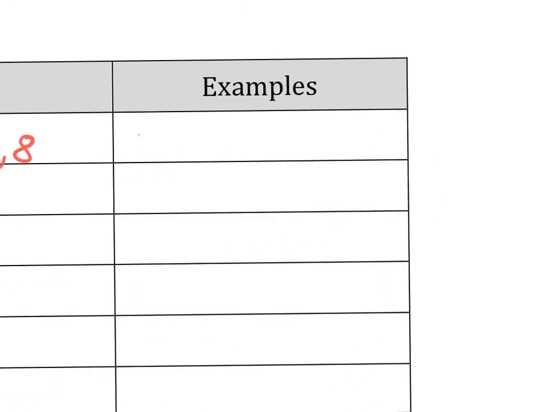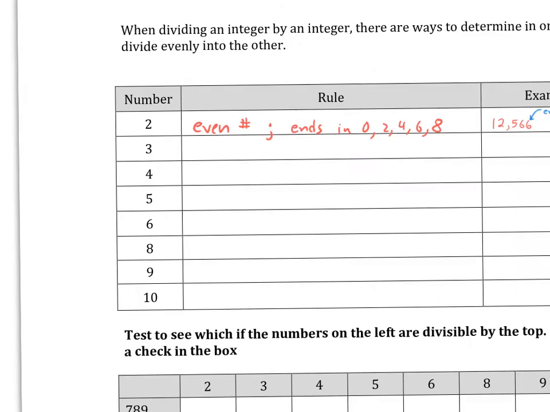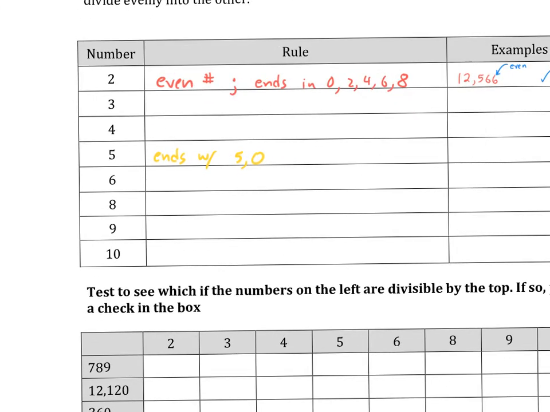So for example, 566. Because that's a 6, that's even, this works. 5 is also a fairly straightforward one. This one ends with a 5 or a 0. That's it. Which actually, while we're here, 10 is almost the same. As long as the last digit is a 0.